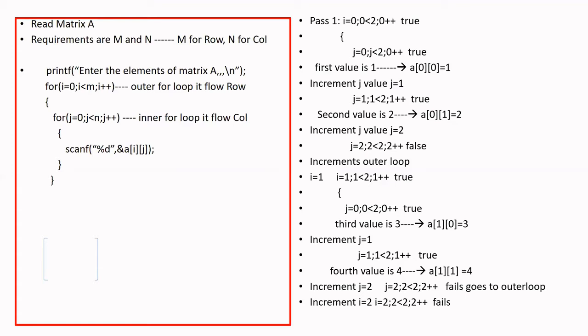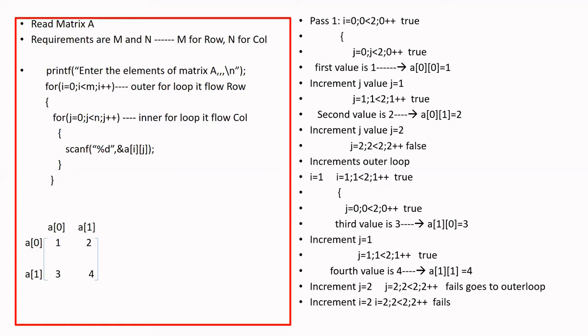So once it comes out of the program, my matrix looks like this, that is A of 0 and 0, value is 1, A of 0, A of 1, value is 2, A of 1, A of 0, value is 3, A of 1 and A of 1, value is 4. So this is how we can read the values with respect to one matrix. So this is one matrix now.